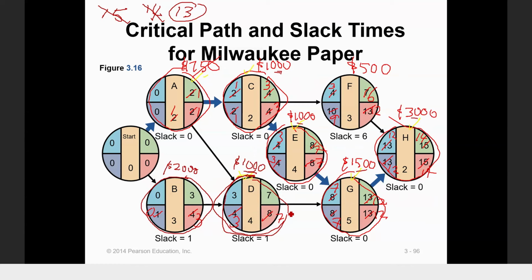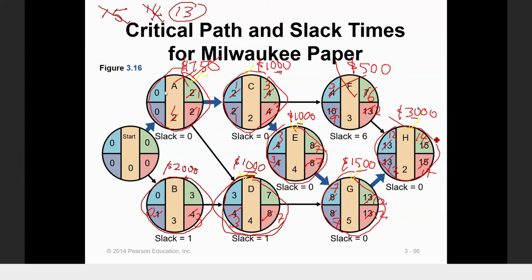F, sir. F cannot, because F is not critical. Okay, this one cannot, because it is not critical. We have a choice now, only critical activities, of which A cannot, already taken, you cannot crash any further. Okay, we have a choice now: B, C, D, E, and G, and H.